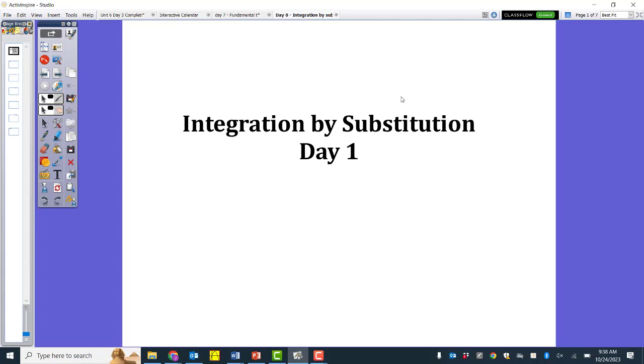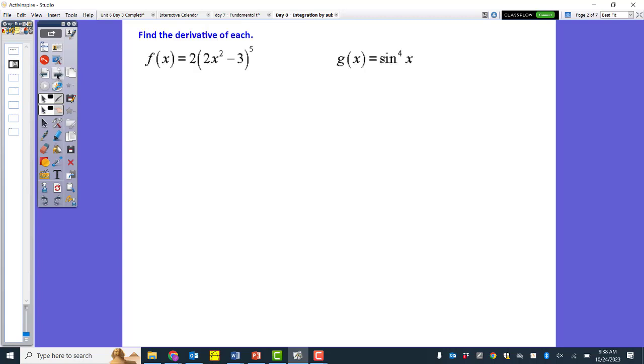Now to do this, we have to think about the way an integral is written. If we look at this one right here, we want to find the derivative of these two. Well, when we find the derivative, we're taking, in these contexts, the chain rule. We're doing the derivative of the outside, so 2 times 5 to the 2x squared minus 3, 4, times the derivative of the inside, 4x.